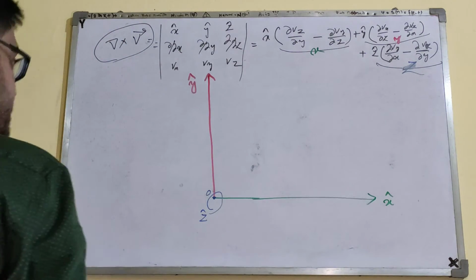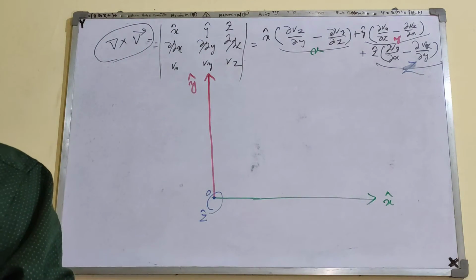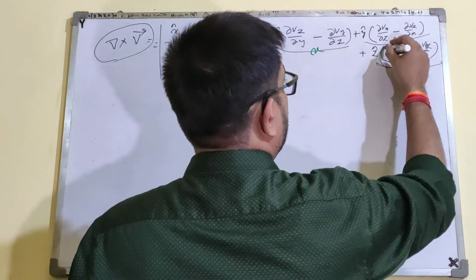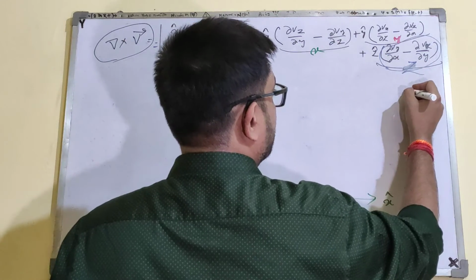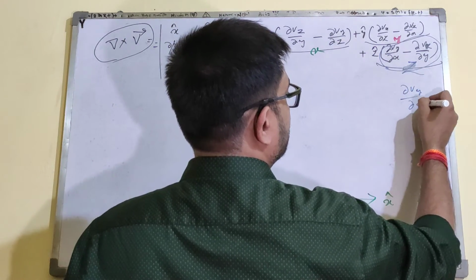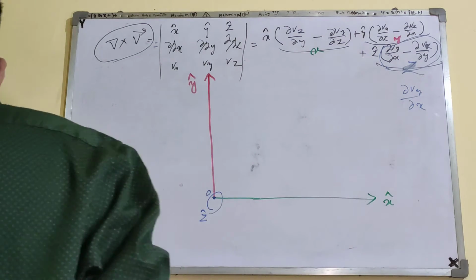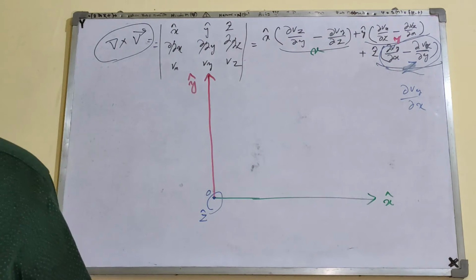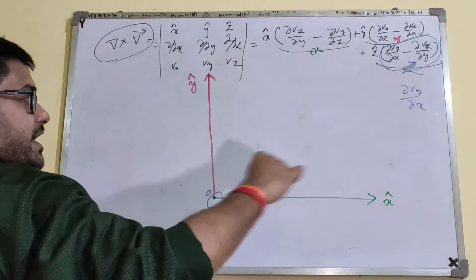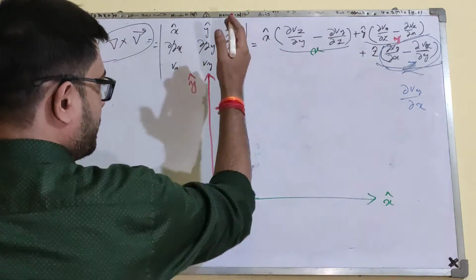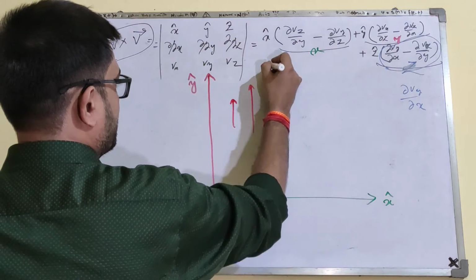Now let us focus on this particular term, del vy by del x and del vx by del y. First of all, let's understand what is del vy by del x. That means the change of vy with respect to x. That means vy must be changing with x. As x increases, vy is going to be like this. Okay, vy is changing.